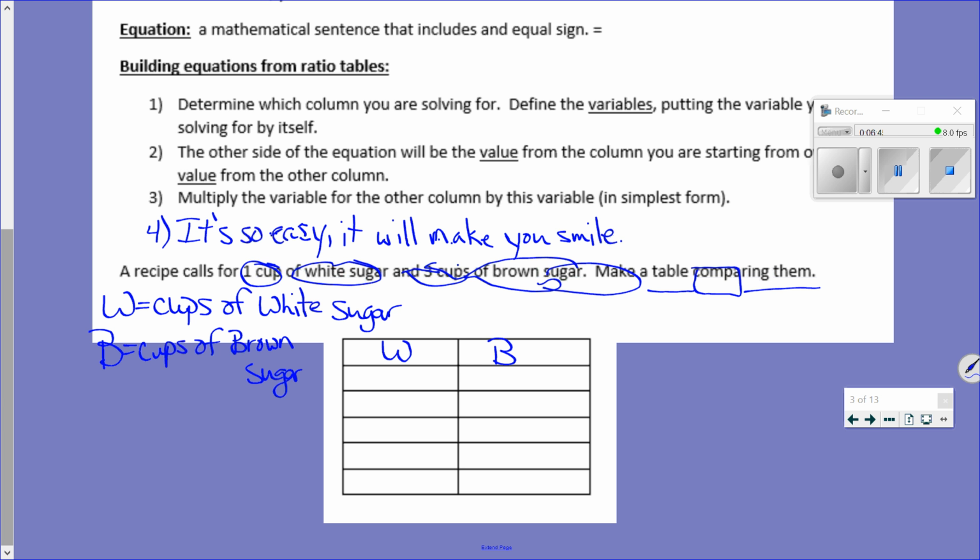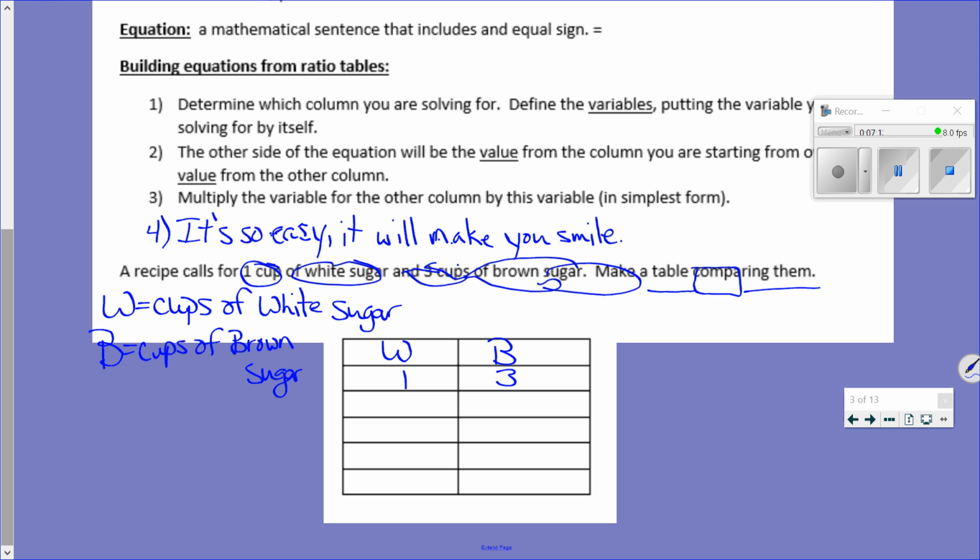So now that we've got that set, and great job getting us started, what's my next entry going to be? Mark? The ratio of 1 cup of white sugar and 3 cups of brown sugar, so it's 1 under W and 3 under B. Awesome, well done. Way to pay attention. See how marking that text helps us, Mark?